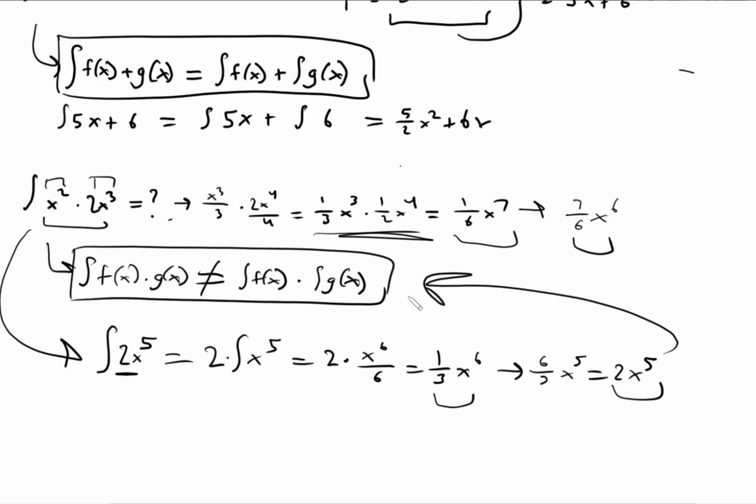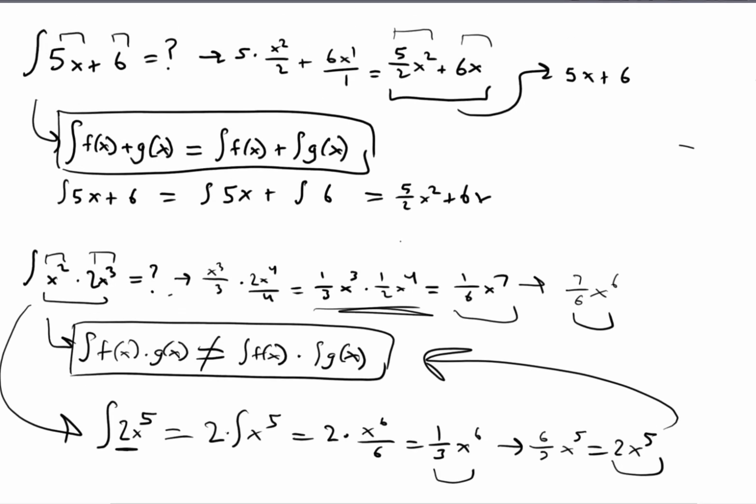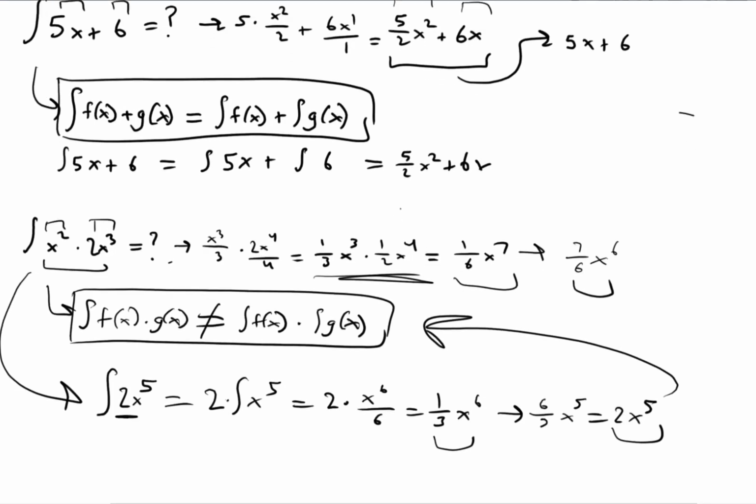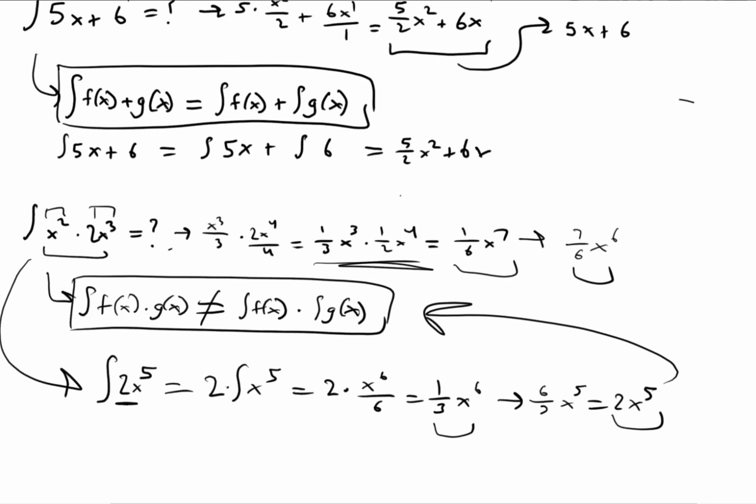The integral of f of x times g of x is not equal to the integral of f of x times the integral of g of x. So these are two very basic integral rules that should be established early on, and these will come in handy in a lot of future integral problems.